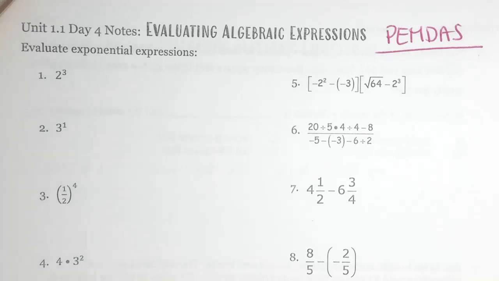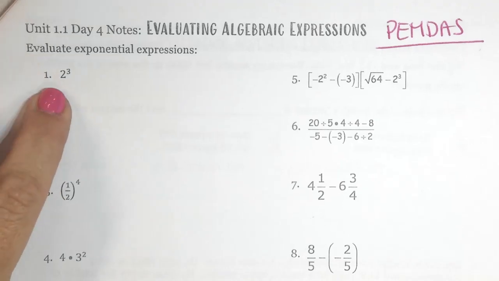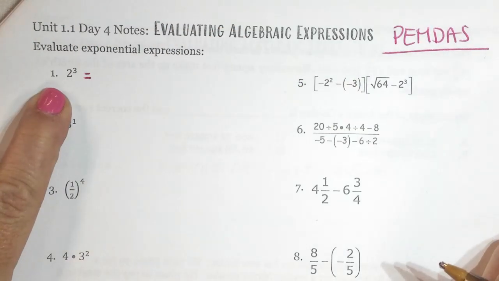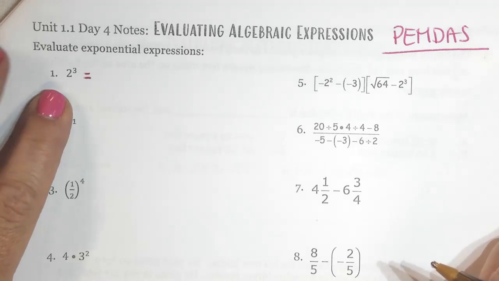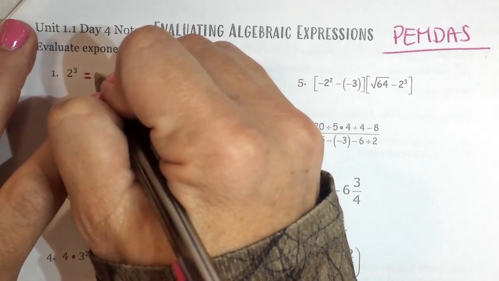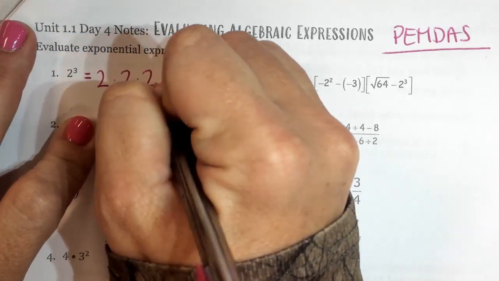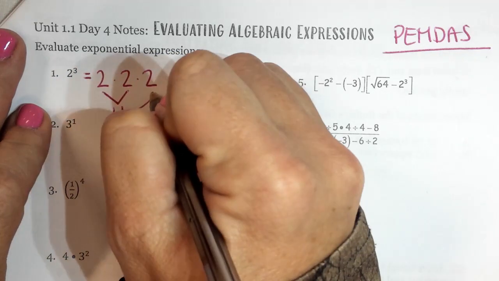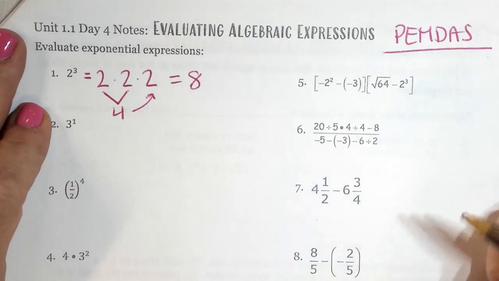Technically, when you get to the practice, can you type them in the calculator? Yes, I don't mind. Okay, 2 to the third power. What does 2 to the third power mean? Does it mean 2 times 3? No, so is the answer 6? No. So 2 times 2 times 2. 2 times 2 is 4. Times 2 is 8.